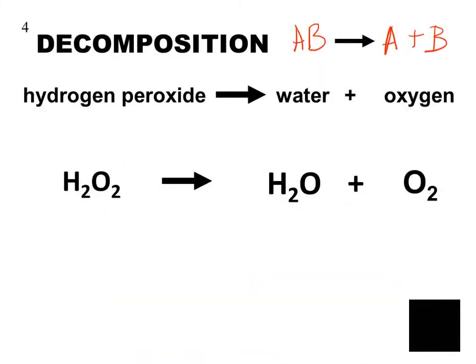So again, you have one reactant, and it breaks down to have two or more products. So you have hydrogen peroxide, breaks down to water and oxygen. And again, go ahead and pause it here and balance the reaction. And you should end up with 2 hydrogen peroxide, 2 water, and 1 oxygen.